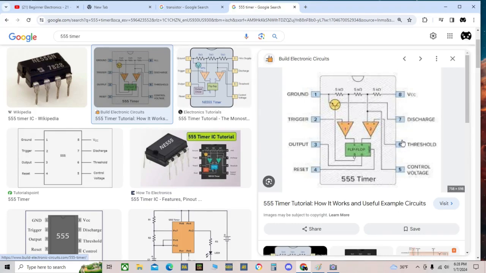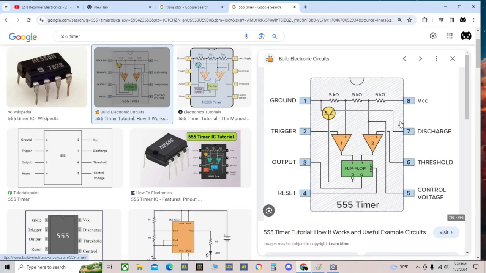So this is called the 555 timer. It basically just makes a blinky light. But here is where power comes in. It's called VCC. It's really weird. This is positive and this is negative, even though this is where the positive to negative flow comes in. So power comes in here through these resistors.